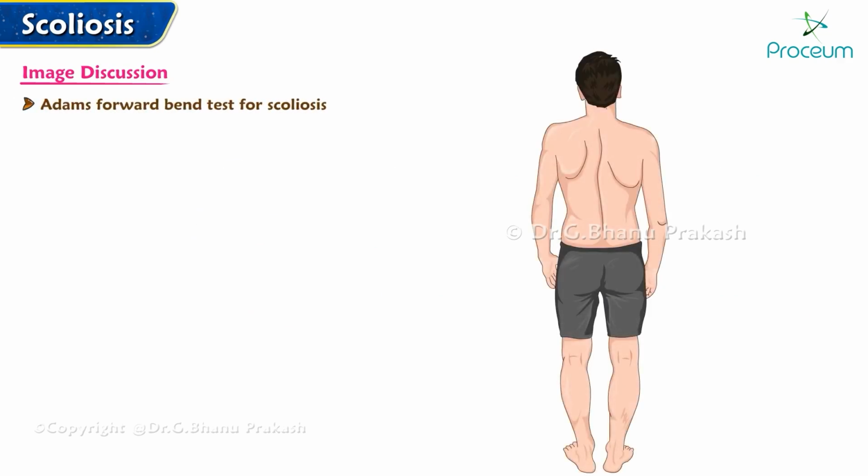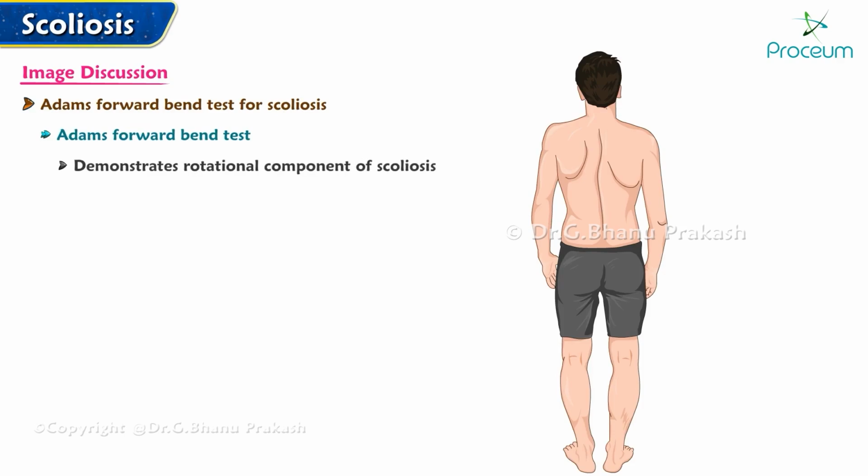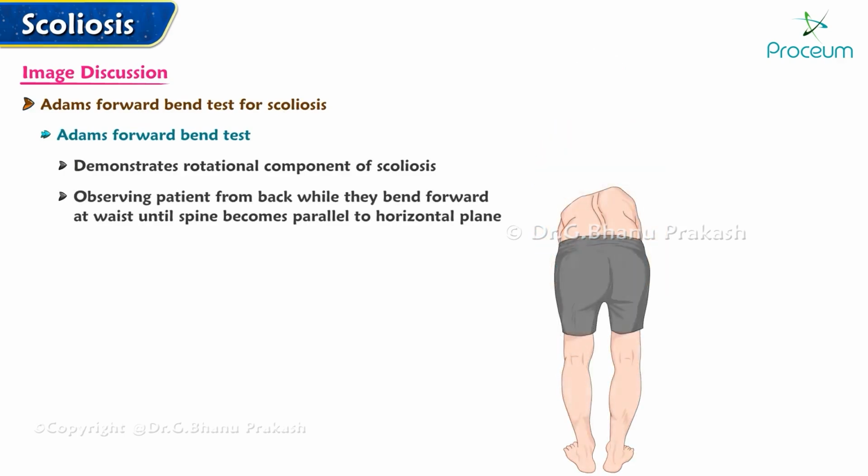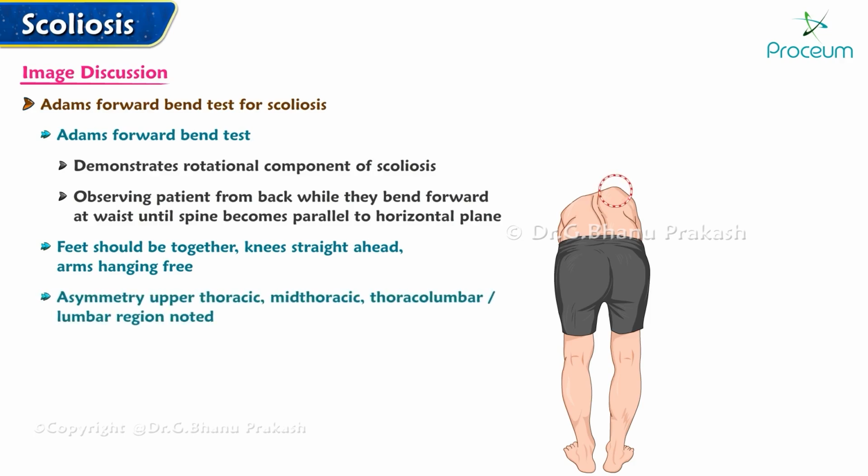Now for the Adams forward bend test for scoliosis. The Adams forward bend test demonstrates the rotational component of scoliosis. It is performed by observing the patient from the back while they bend forward at the waist until the spine becomes parallel to the horizontal plane. The patient's feet should be together, knees straight ahead, and arms hanging free. Asymmetry of the upper thoracic, mid-thoracic, thoracolumbar, and lumbar region is noted.